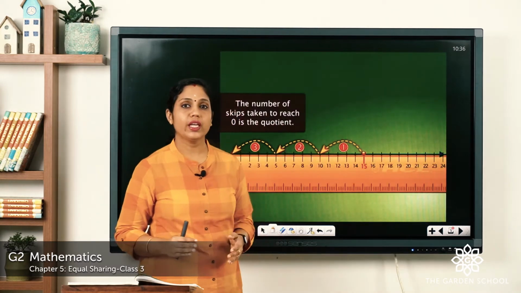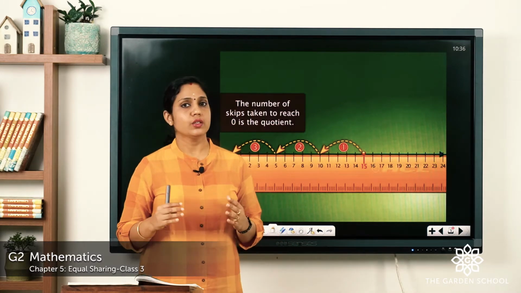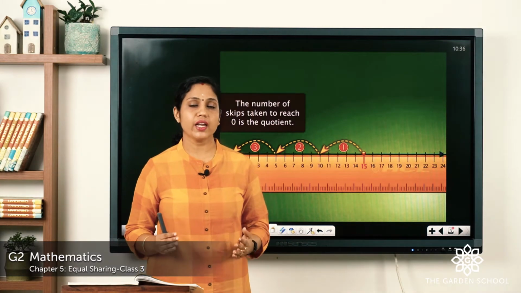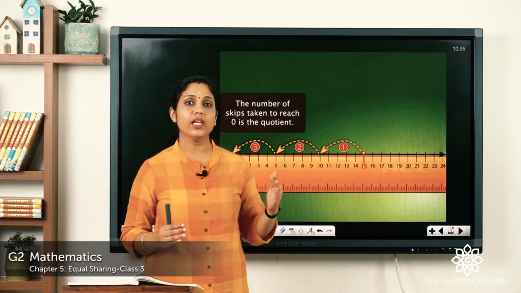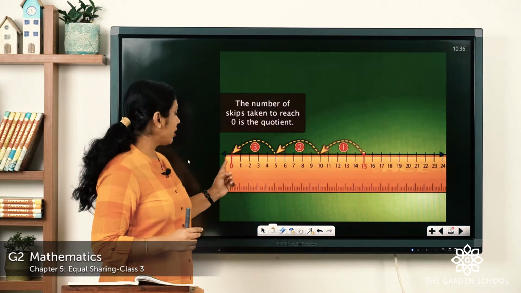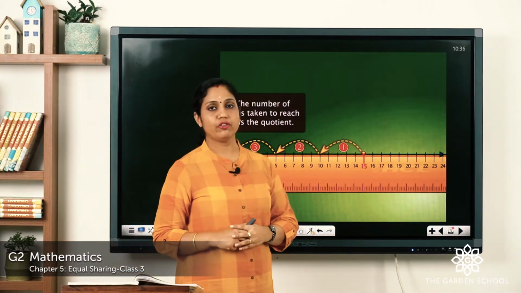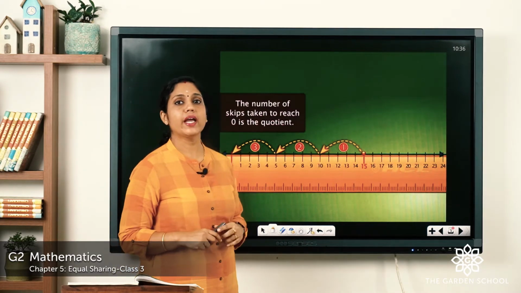Now we can represent this repeated subtraction using a number line. So what is a number line? A number line is a line in which the numbers are represented with equal gaps. So here you can see a number line. Here it goes from 0 to 24. Now we have to divide 15 by 5.